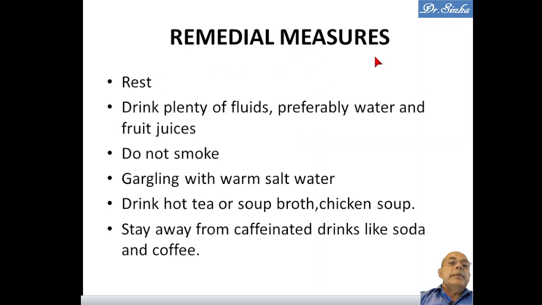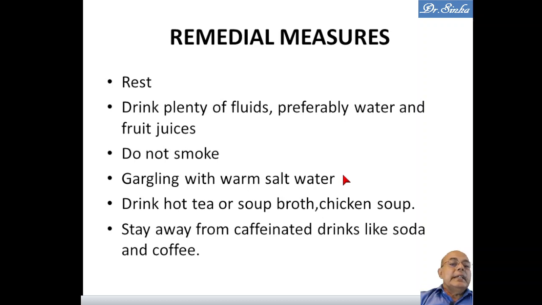These are remedial measures: plenty of rest, drink plenty of fluids, preferably water, fruit juices, hot lemon and honey drink by adding 2 teaspoonfuls of honey in a glass of warm water. It will loosen mucus and make it easier to cough. Do not smoke. Gargling with warm saline water. Half teaspoonful salt is dissolved in 1 cup of water.